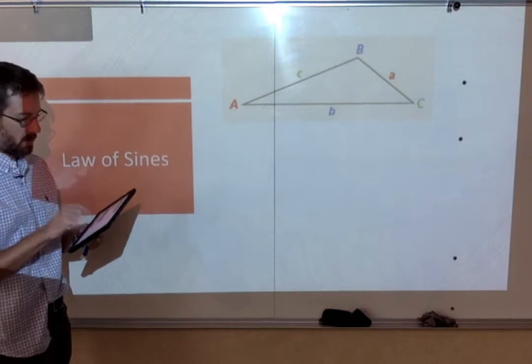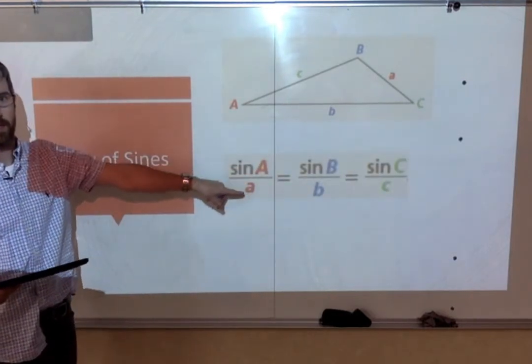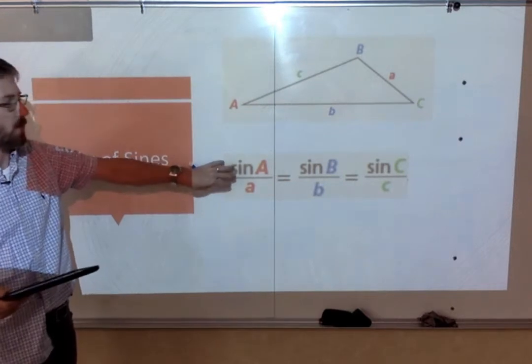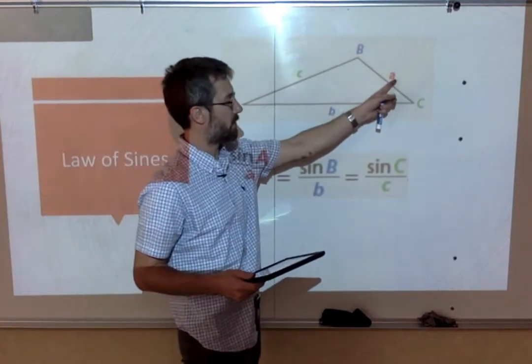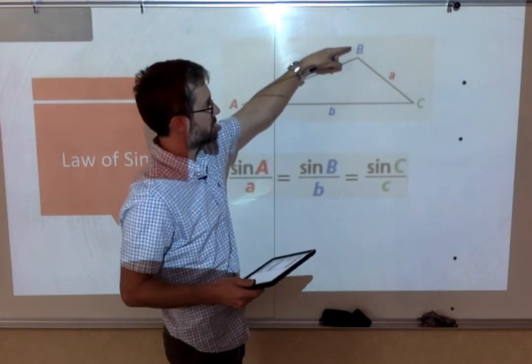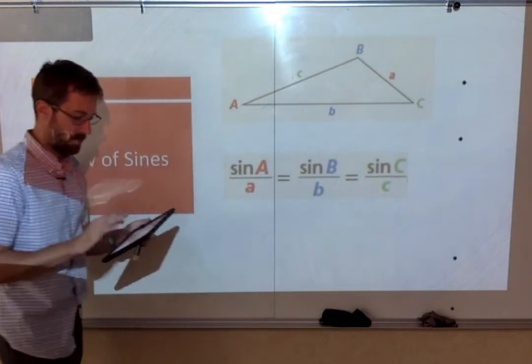Here we go. Law of sine, remember, is sine of an angle over its opposite side. That's equal for all angles in a triangle. So sine of this over that side length is equal to sine of this over that side length is equal to sine of this over that side length.